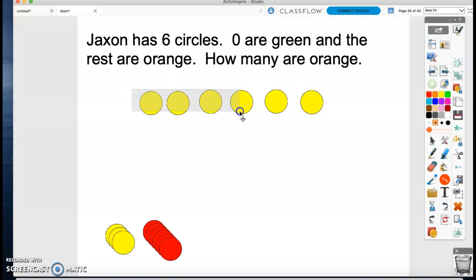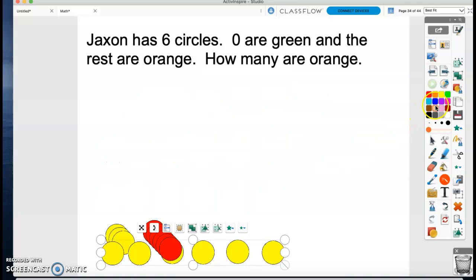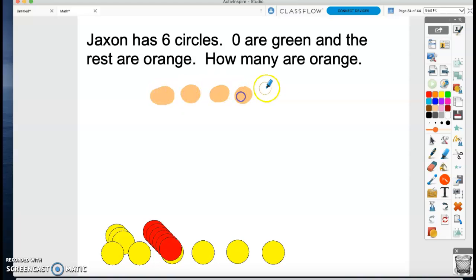If I were to model that or draw a picture of that, instead of using my counters, it might look like this. It says 0 are green, so I don't want to color any. The rest are orange. So he has 1, 2, 3, 4, 5, 6. He has 6 circles. 0 are green. The rest are orange. So how many are orange? Yes, good job. 6 are orange.